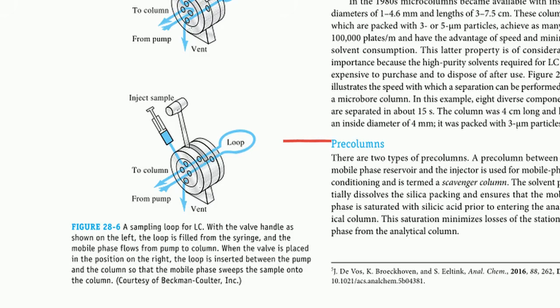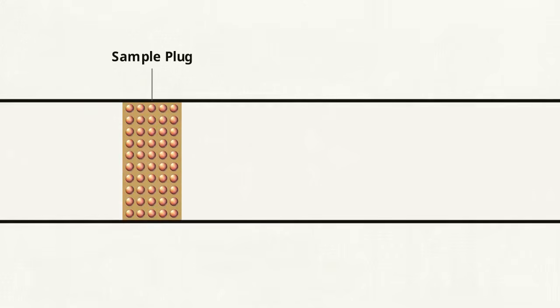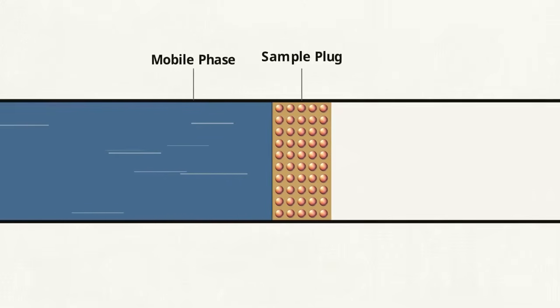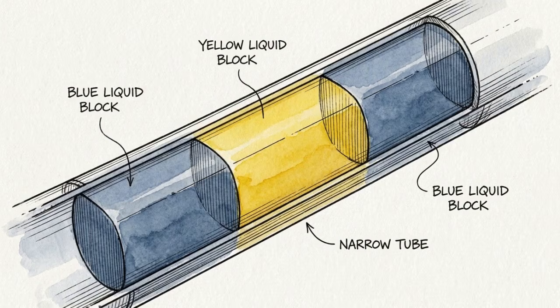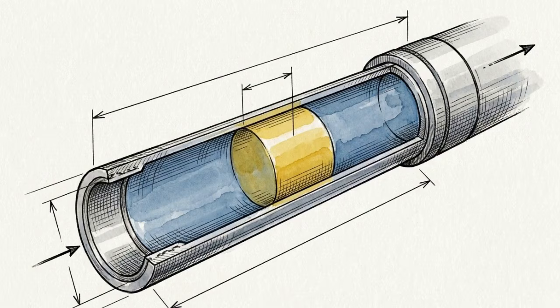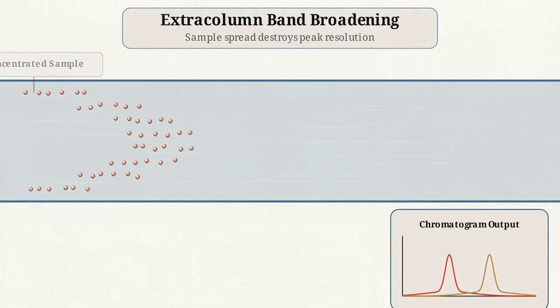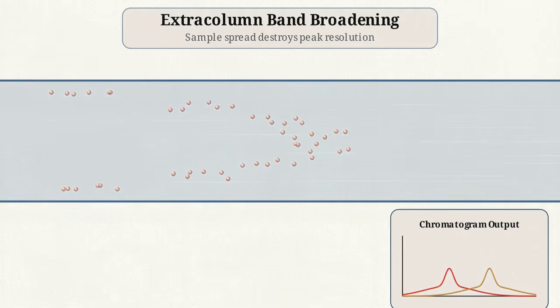Instantly, the loop is placed directly into the path of the high-pressure pump. The mobile phase crashes through the loop, sweeping the exact volume of your sample straight onto the column. Because this valve switches paths in a fraction of a second, the sample enters the system as a tight, concentrated band. If it leaked in slowly, the compounds would smear out, making them impossible to read later.